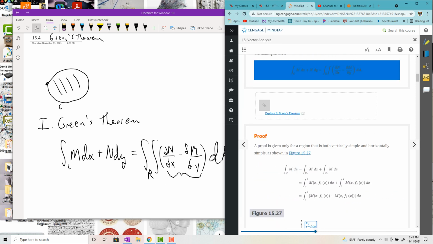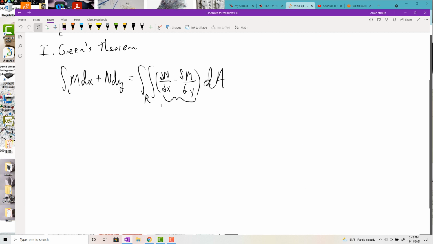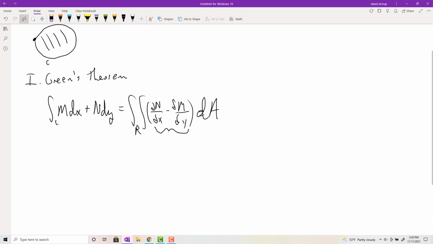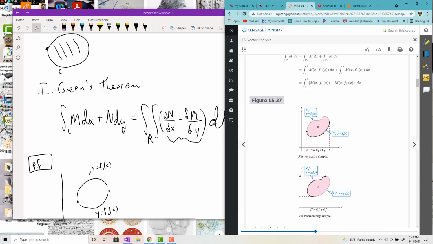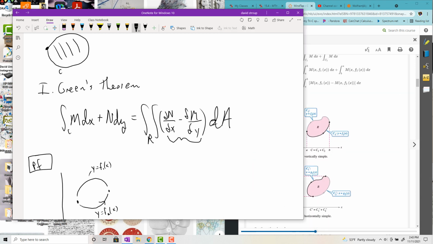Anyways, the proof is kind of a neat thing. They only prove it for some simple cases, so this is not a perfect proof, but more of a sketch of a proof. So we have some region, and we have two simple curves like this and this. We'll say this is y equals f1 of x, and maybe this one is y equals f2 of x. Let me make sure I get the orientation right. I want to go forward and then backwards on that thing.